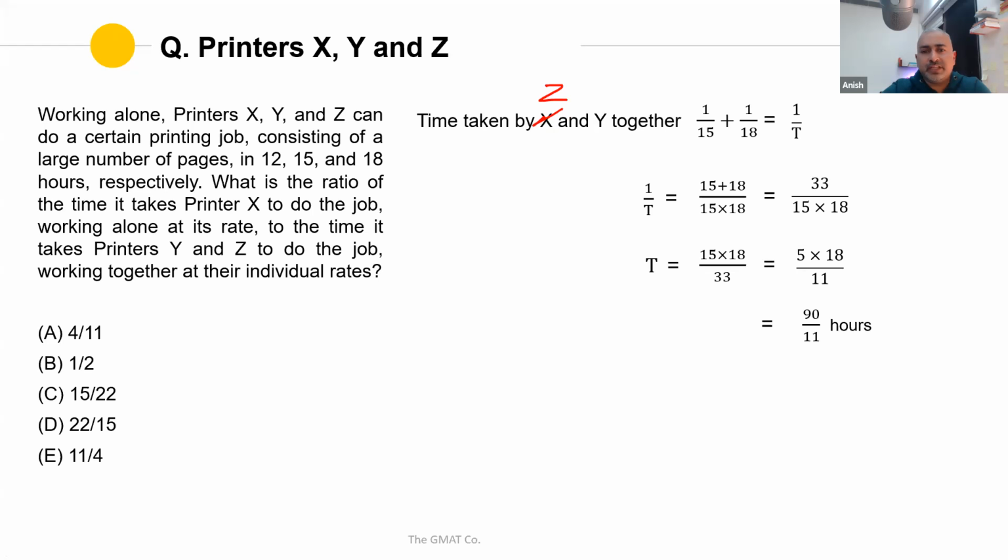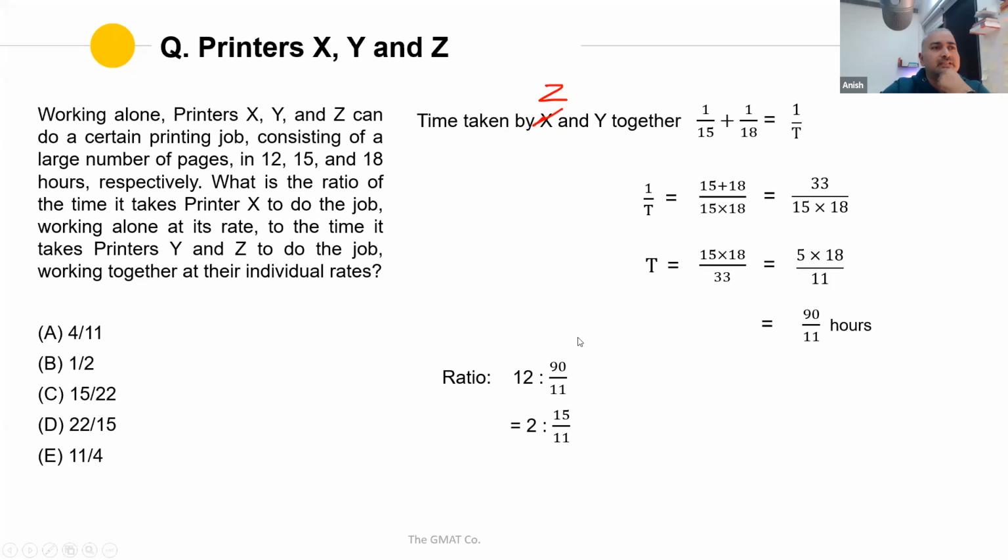That's how long the two would take working together. What do we need to figure out? The ratio of 12 hours is to this ratio, 90 by 11 hours. Right, now it's a matter of just canceling the common factors, cross multiplying and everything.